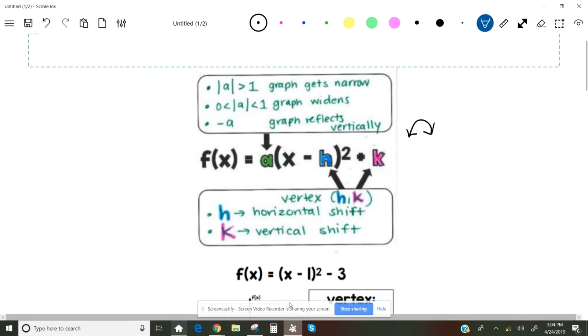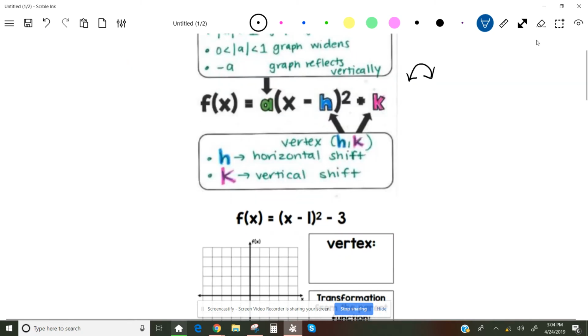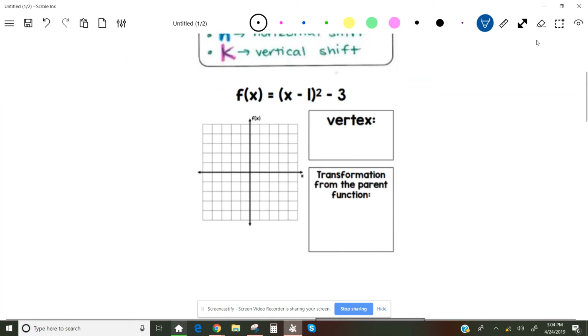So we're going to start with our first example. I'm going to scroll down for our first example. We have f of x is equal to (x minus 1) squared minus 3. The first thing I'm going to do is draw my parent function, my parent parabola. This is mommy parabola. We have a point right here at (0, 0). That's going to be my vertex.